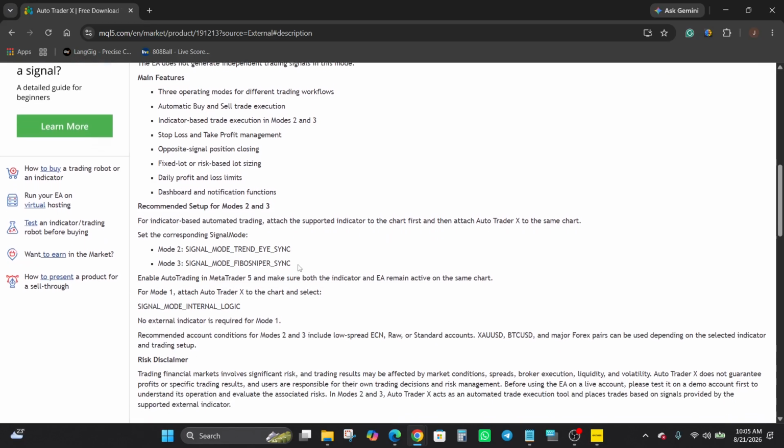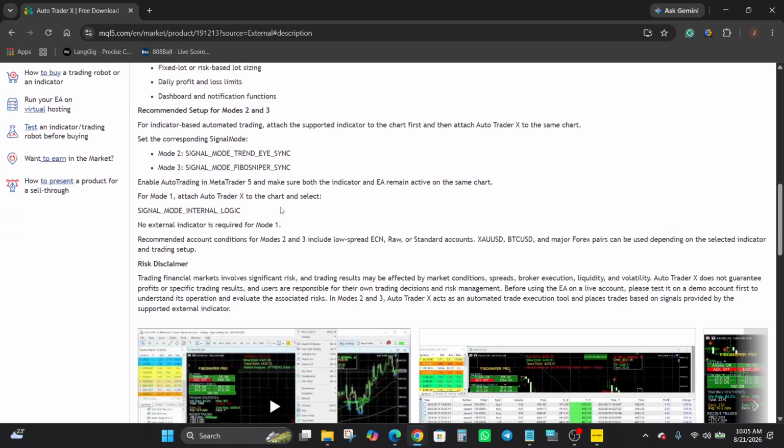Okay, so in the setup and account recommendation sections, the listing highlights that for modes 2 and 3, you need to load the respective indicator onto the chart first. Then you attach the EA and you select the matching signal mode parameter. All right, the developer suggests using low spread ECN, raw or standard accounts, noting that XAU-USD, BTC-USD, and major Forex pairs can be used depending on your setup.